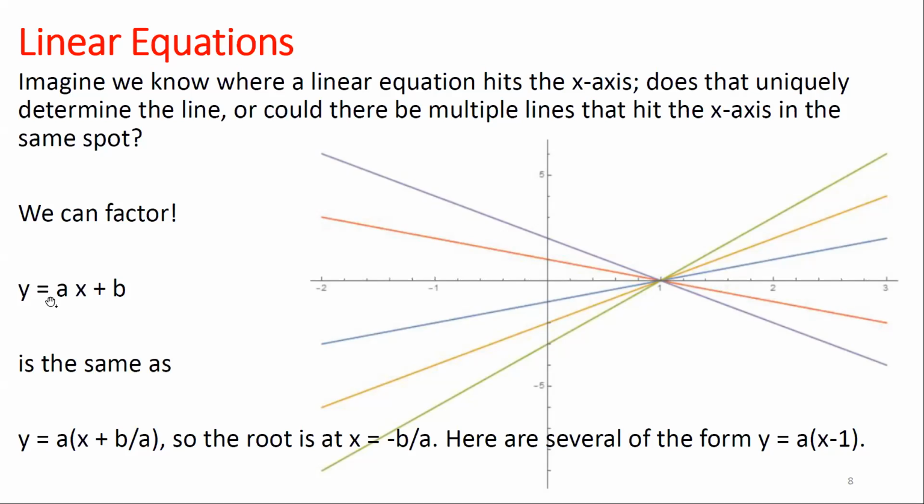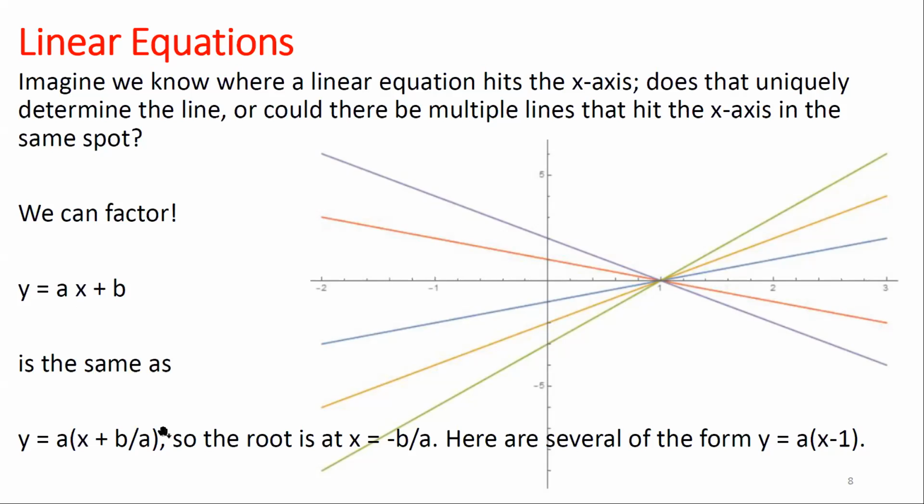We could actually factor. Imagine we have y equals ax plus b. I can pull the a out, and we're going to do this when we get to quadratics again. And we get y equals a times x plus b over a. And so what is the root? When does this equal 0? Well, since a is not 0, this equals 0 when x plus b over a equals 0. So x is negative b over a.